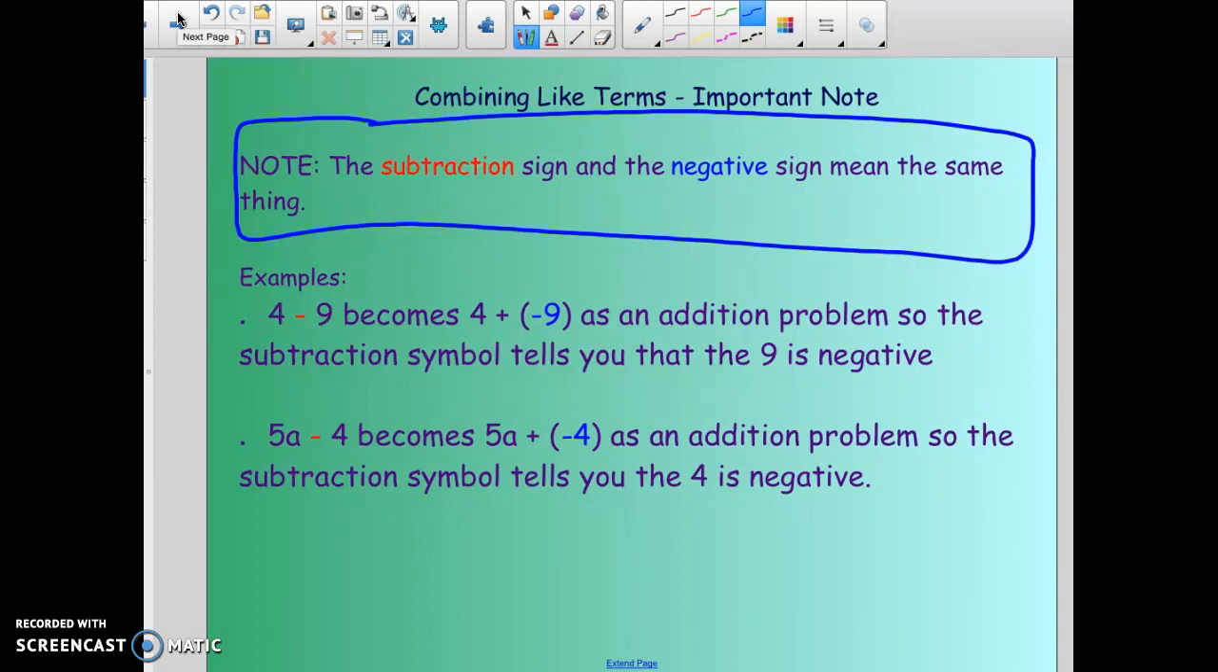So when we combine like terms, I want to say the signs in front of the number, whether it's a subtraction sign or a plus sign, that means a positive or negative. So, like on 4 minus 9, we would do keep, change, to change it to 4 plus -9. But you could have just said, that's a positive 4 and a -9. Okay? So, like 5a minus 4 becomes 5a plus -4 because that minus sign is actually telling you it's negative.